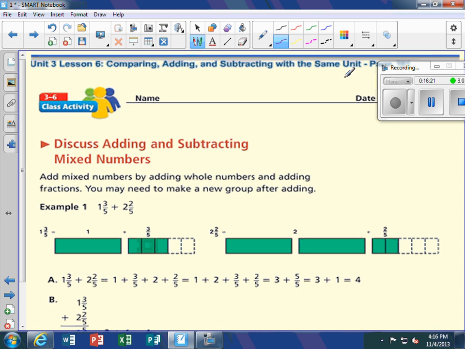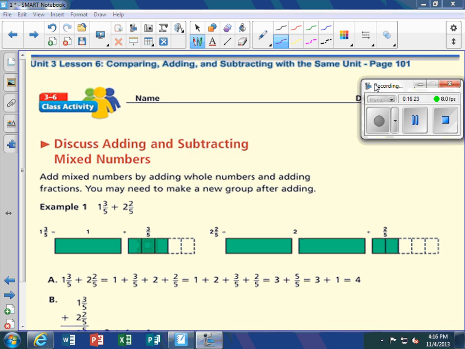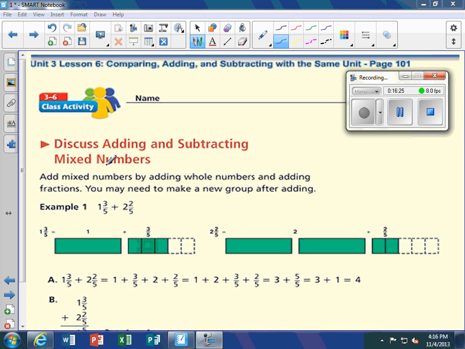Comparing, adding, and subtracting with the same unit, page 101. Discuss adding and subtracting mixed numbers. Now we have a mixed number. Add mixed numbers by adding whole numbers and adding fractions. You may need to make a new group after adding. Example, 1 3/5. So you have one whole, and then you have 3/5 of a whole, plus 2 2/5. So you have two wholes plus 2/5 of a whole.